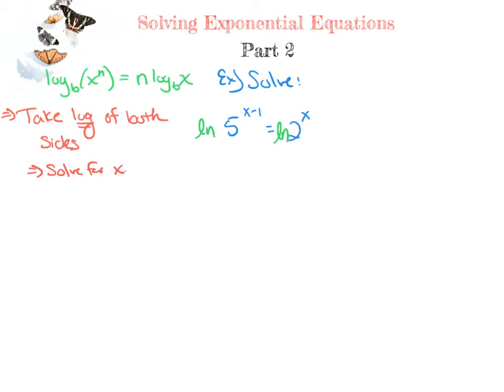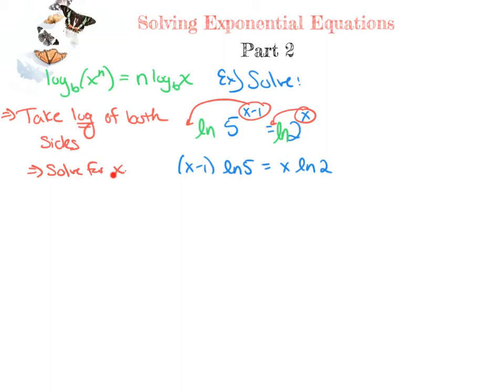And the whole point of that is to take these exponents, now both of them, and move them in front of the logarithms. That gives us (x minus 1) times ln of 5 equals x times ln of 2. I always get questions about parentheses. I put parentheses around the x minus 1 here because it has subtraction. The parentheses can go around the x if you want, but because there's no addition or subtraction, they're not necessary.